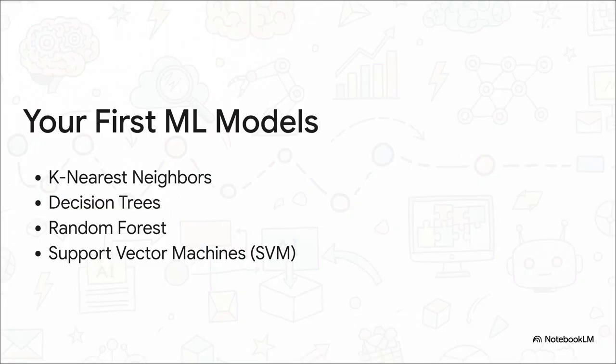To tackle these problems, you're going to need your first set of reliable, all-purpose climbing tools. Models like K-nearest neighbors are awesome for simple recommendations. Decision trees are fantastic because you can actually see why they made a certain decision. Random forest is basically a supercharged version of that. And support vector machines are really good at drawing a clear line between two different groups.